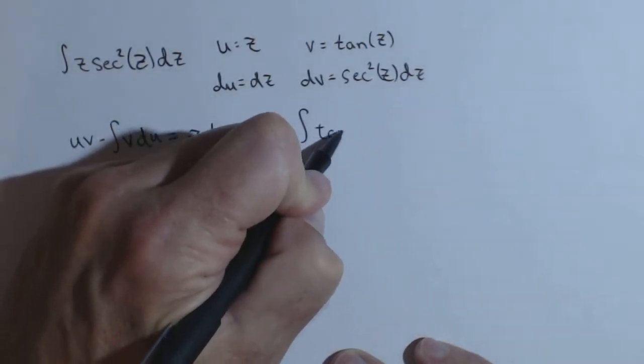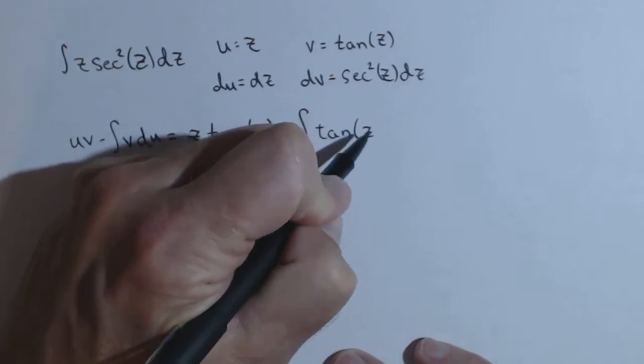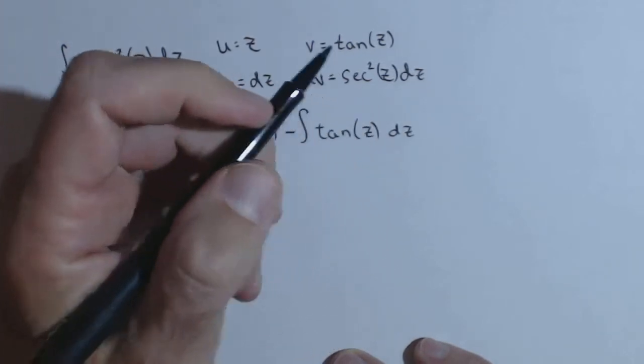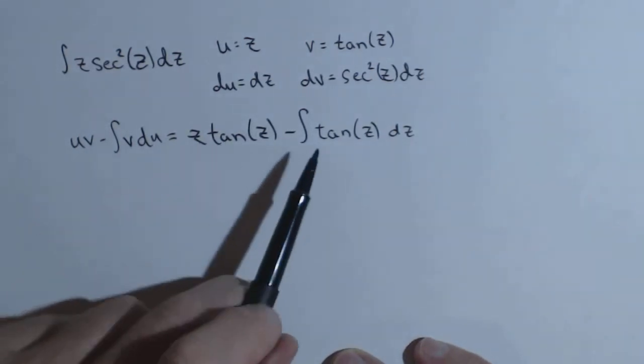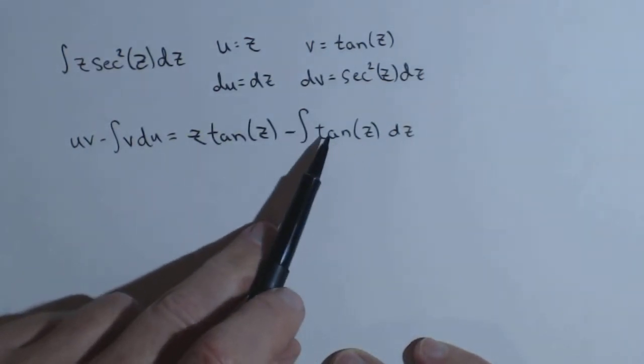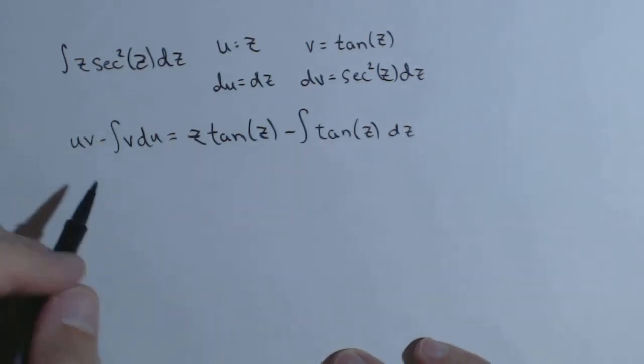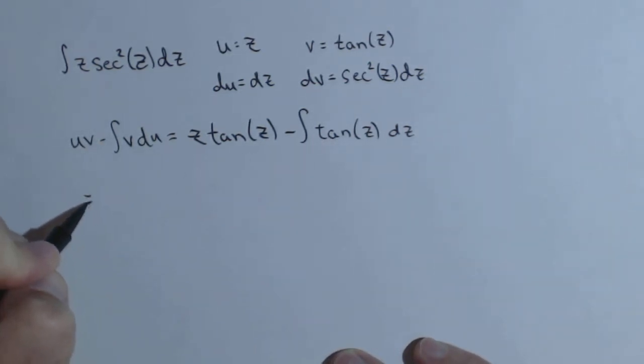So we got tangent of z dz. Now that's the part that we have to take the antiderivative of, and once we have that, we'll be in good shape. So let's see how we take the antiderivative of tangent.